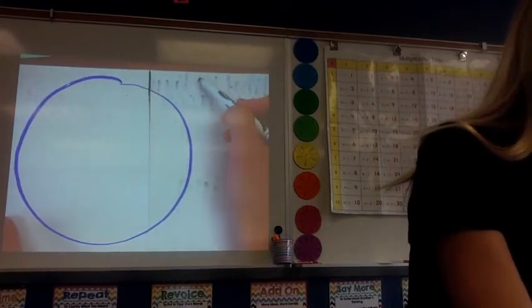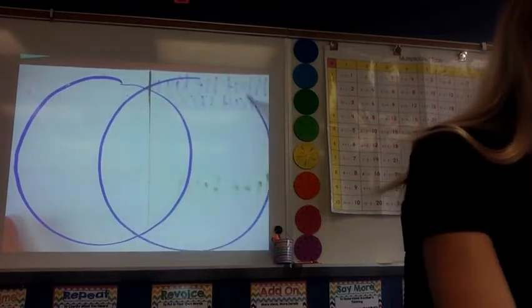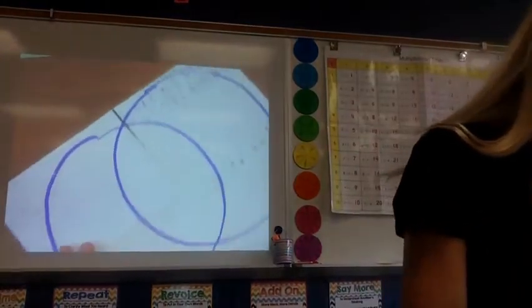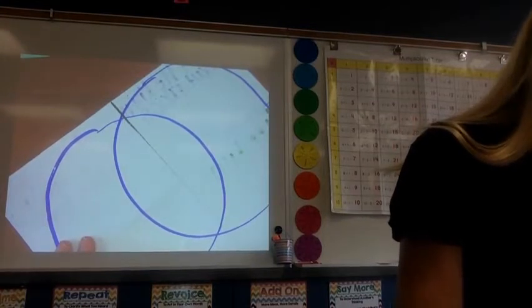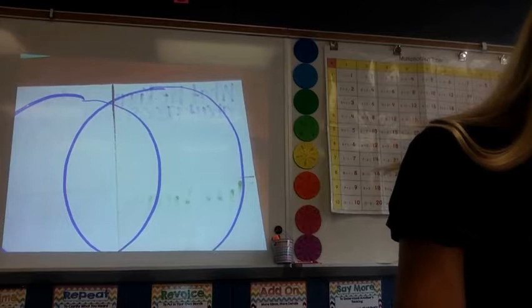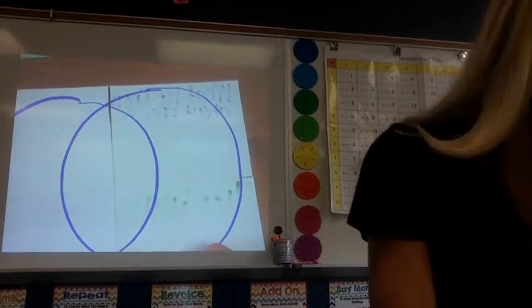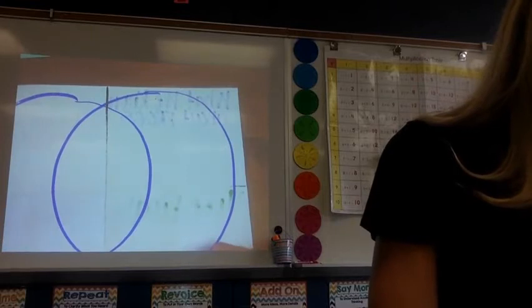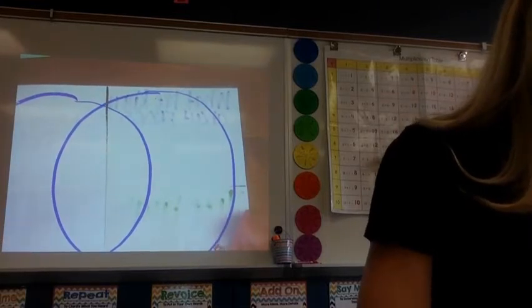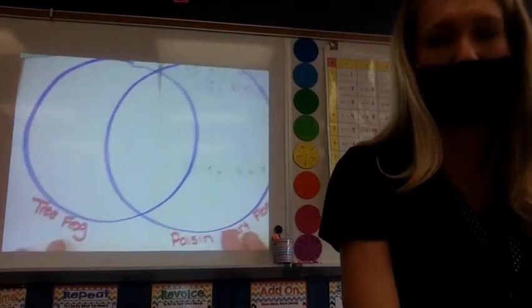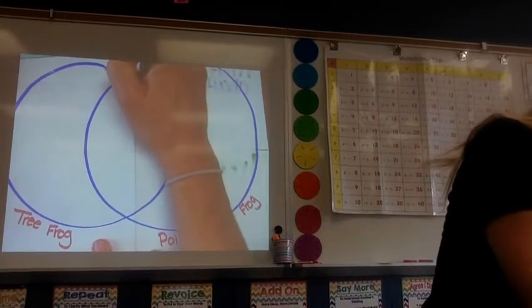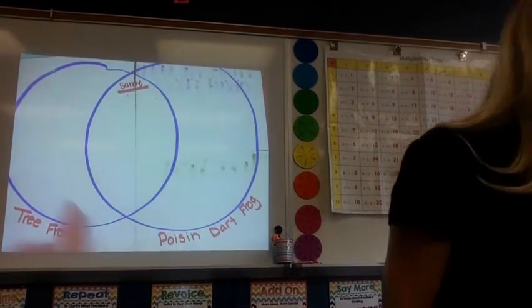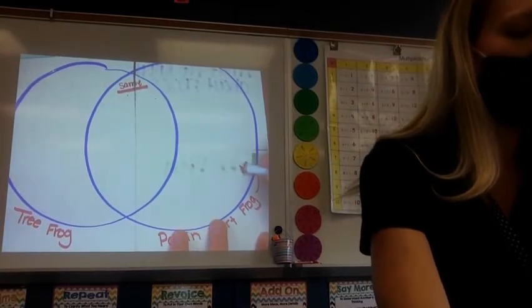We'll have our two circles drawn. And then somewhere in there, whether it's above, on, below, go ahead and label it tree frog. And poison dart frog. I did mine below just because I was kind of running out of room above. And these are the things that are going to be the same. And these are things that are unique to each of those animals, right?